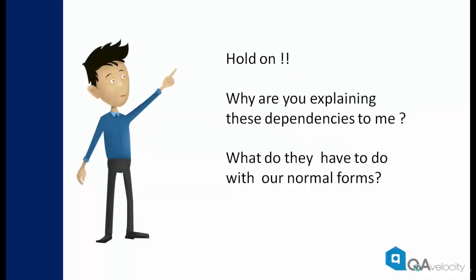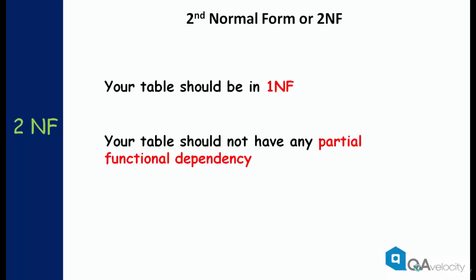Wait a second, why are we talking about these dependencies? What do they have to do with our normal forms? We are talking about these dependencies as they are required to make the table normal. Let's check our rules of second normal form. The first rule says your table should be in first normal form, which we already know how to make. And the second rule says your table should not have any partial functional dependency.